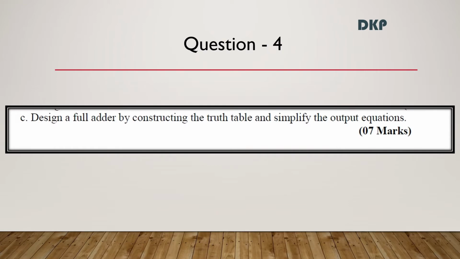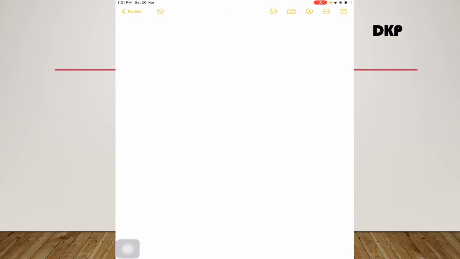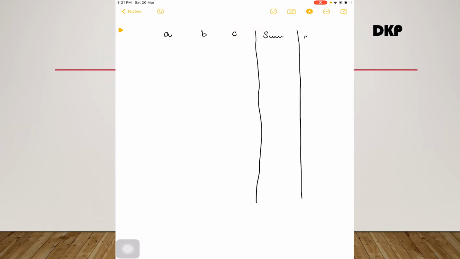In this video, I'll be explaining the solution of the fourth question. Design a full adder by constructing the truth table and simplify the output equations. The full adder consists of three input variables, let those variables be A, B and C, and two outputs, that is sum and carry.